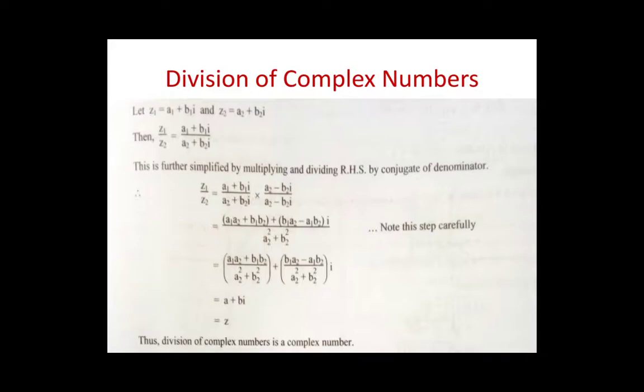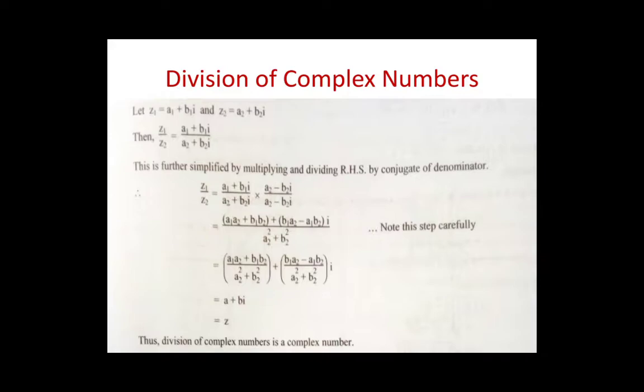In the previous video we had seen the conjugate of a complex number, then the equality of complex numbers, then we discussed the addition and subtraction of two complex numbers, and also how to multiply two complex numbers. Now in this video we are going to see how to divide two complex numbers.